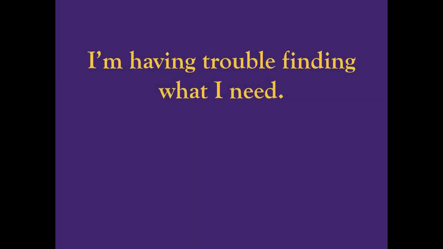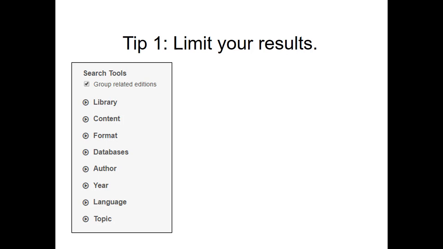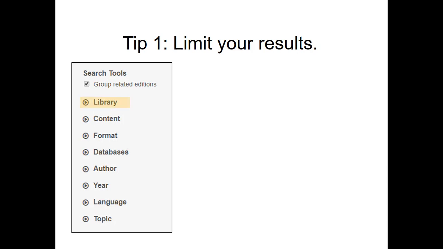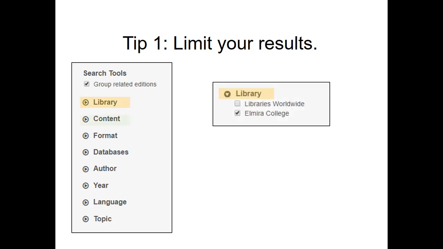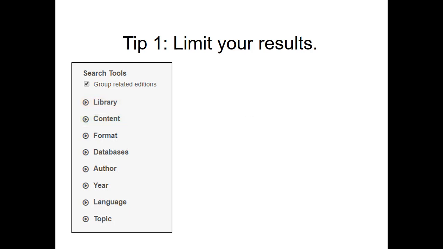If you're not finding what you need, here are some tips to make your searches more productive. First, try limiting your results. Go to Search Tools at the left-hand side of the screen, and you'll see a list of options for narrowing your results. By default, the limiters are expanded. Use the arrow button next to each limiter to collapse it. Use Library to limit your search to Elmira College's collections. Content lets you see full-text materials, peer-reviewed articles, and open-access texts.